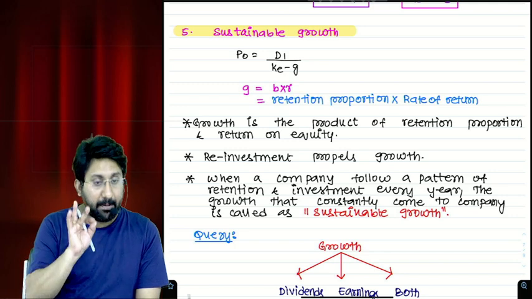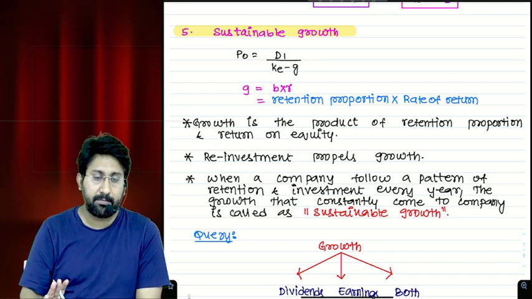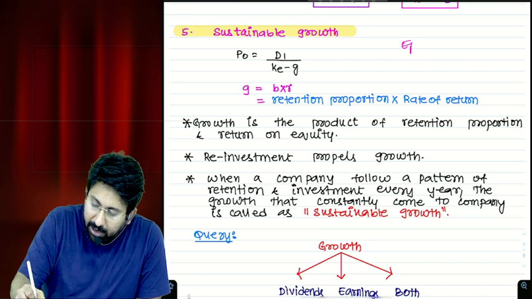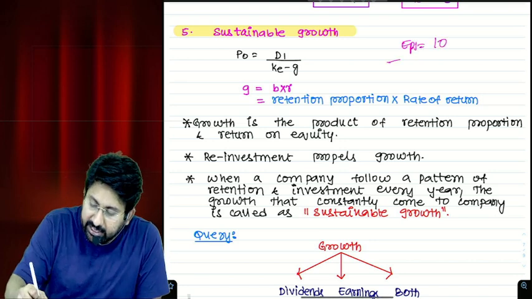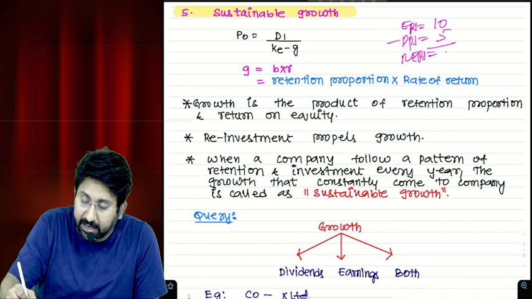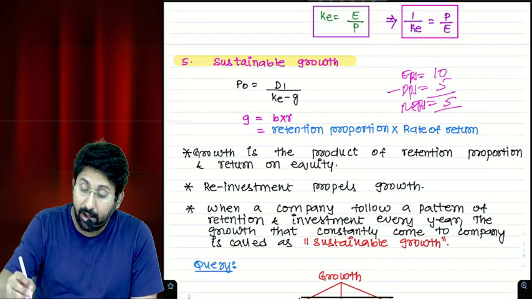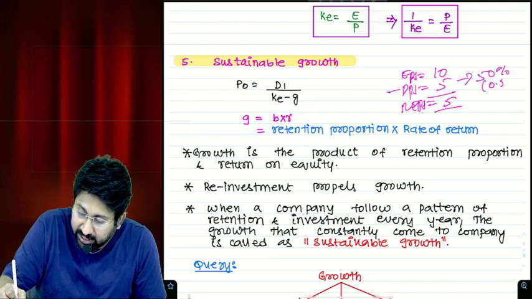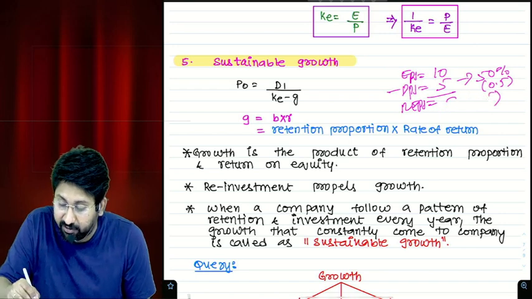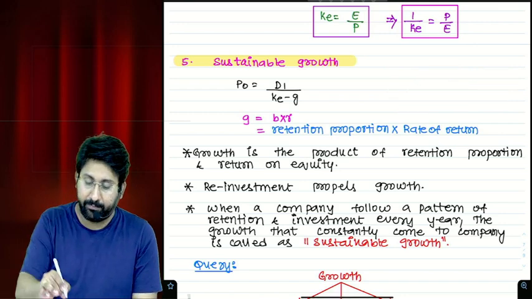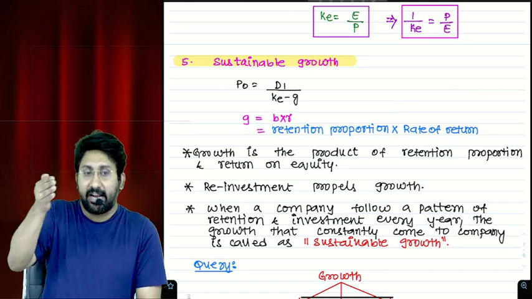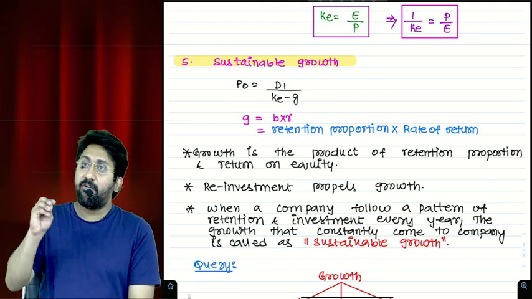What is B? B represents retention proportion. Sir, means what? Okay, I will explain. My EPS is 10 rupees. In this, I will pay a dividend per share of 5 rupees. How much have I retained of my EPS? 5 rupees. Technically now, my payout ratio is 50%, also called 0.5 proportion, and my retention is 0.5 proportion. This retention of 0.5 we call the retention proportion. That's the B. How much component is retained? 50% component is retained. Of the 100 rupees profit I got, 50 I paid as dividend.